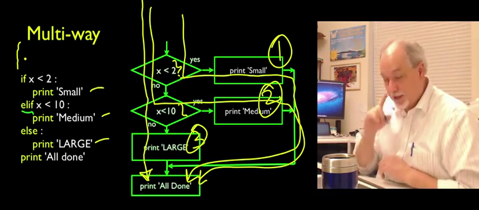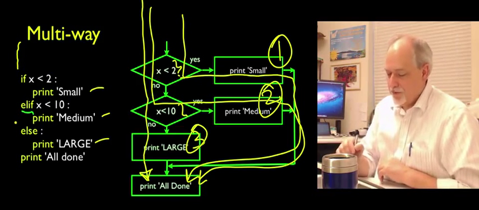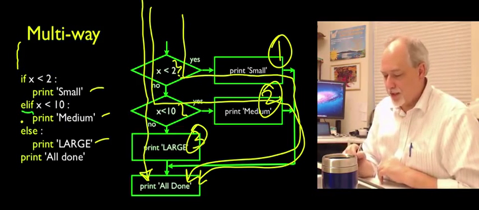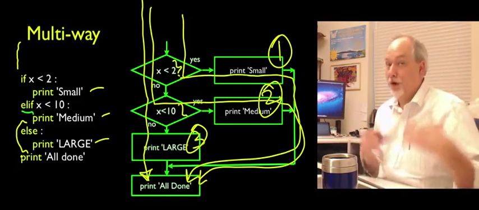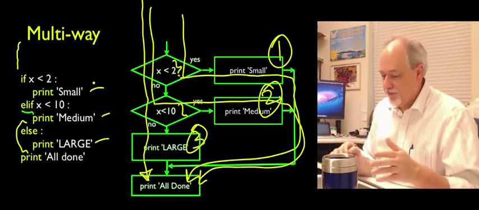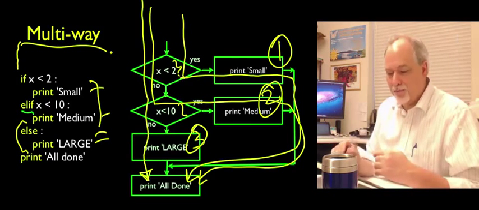Okay? So that is a multi-way if. If, else if, else. The else is like an otherwise; one way or another we're going to run something. If none of these first two have run, we will run this one. We call it a multi-way if.